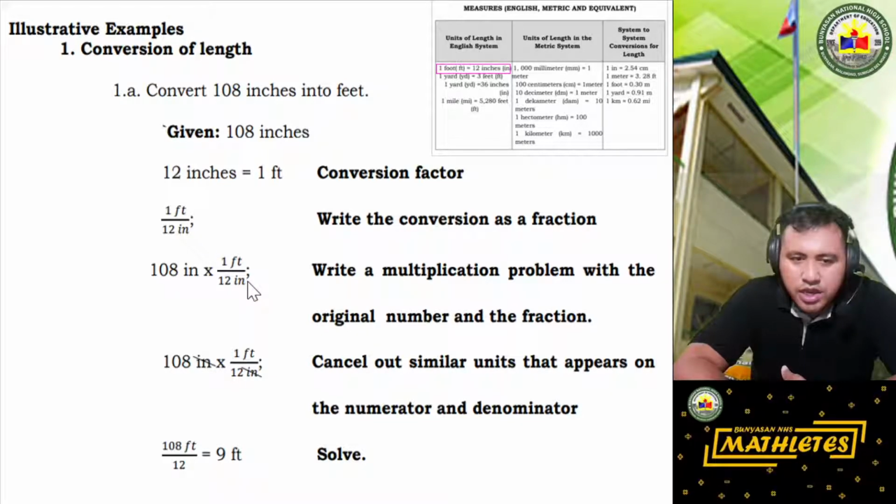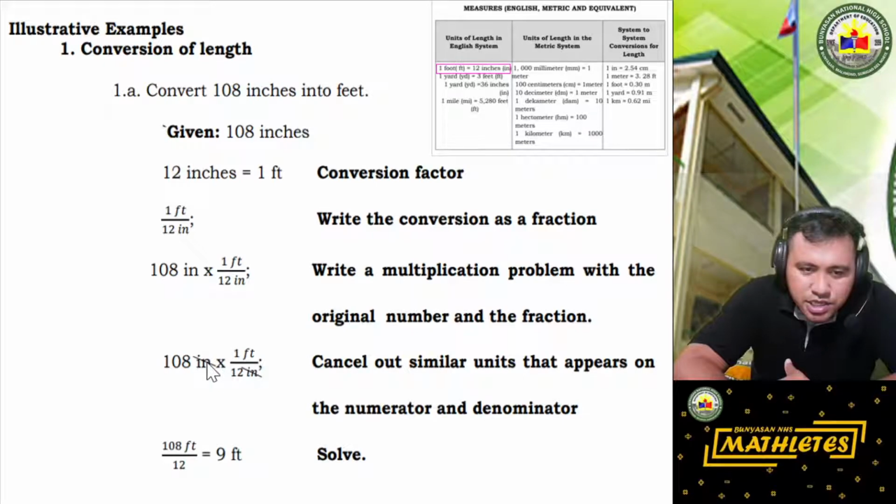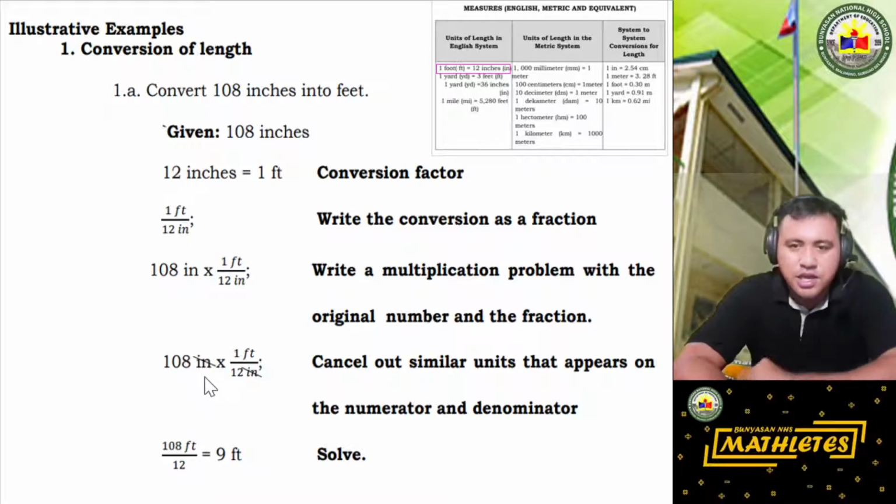Write a multiplication problem with the original number and the fraction. So, we have 108 inches times 1 feet over 12 inches. Then, cancel out similar units that appear on the numerator and denominator. As I've said, you can cancel inches and inches because ang isa numerator, ang isa denominator. So, cancel inches. The remaining unit is feet.